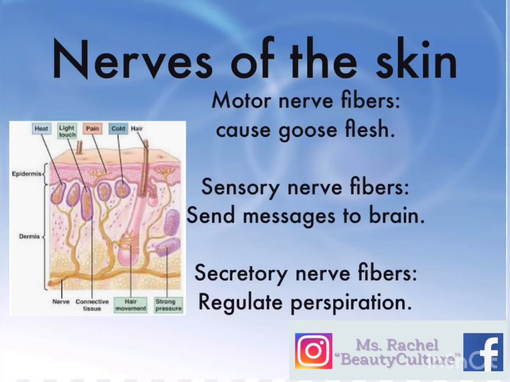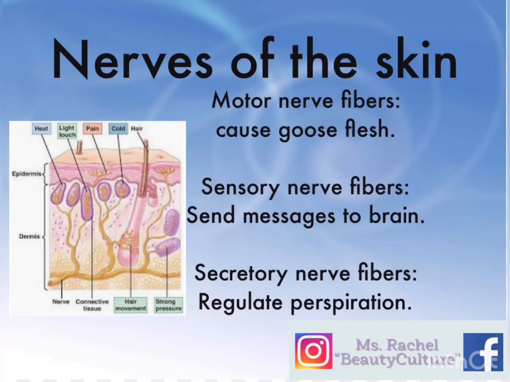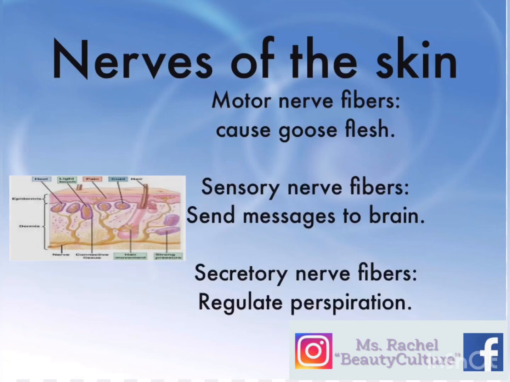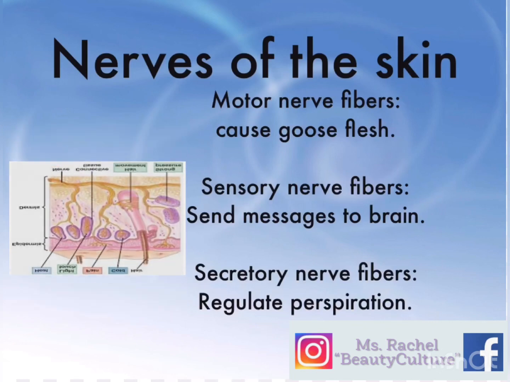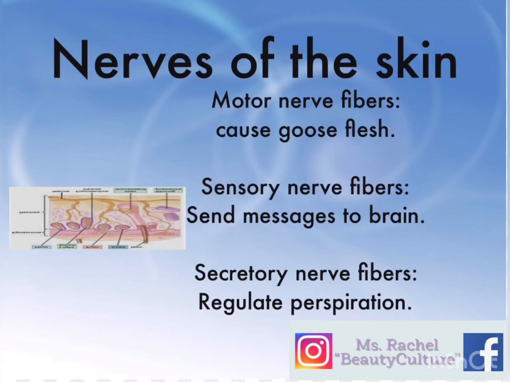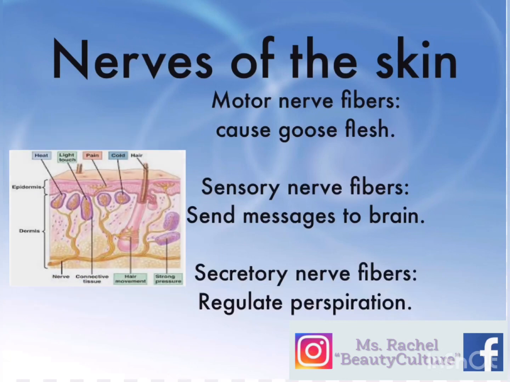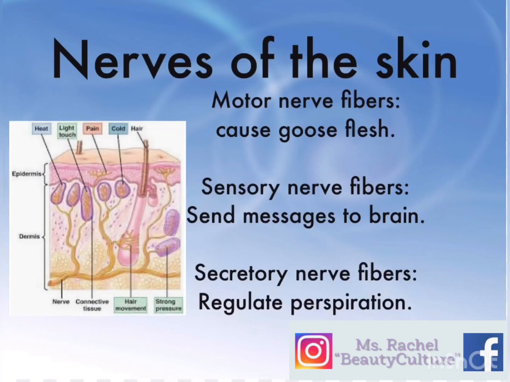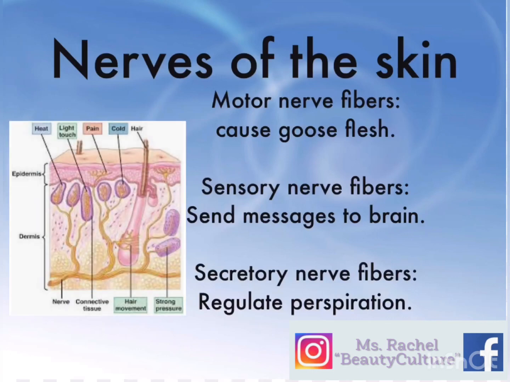Motor nerve fibers are distributed to the arrector pili muscles attached to the hair follicles. Motor nerves carry impulses from the brain to the muscles. Sensory nerve fibers react to heat, cold, touch, pressure, and pain, and send messages to the brain. Secretory nerve fibers are distributed to the sweat and oil glands of the skin. They regulate the excretion of perspiration from sweat glands and control the flow of sebum to the surface of the skin.